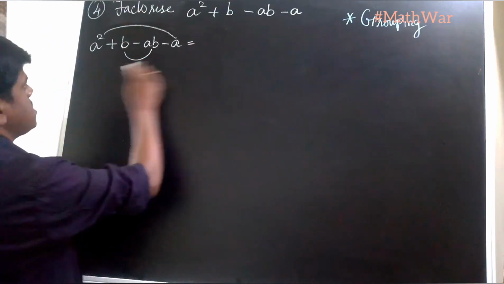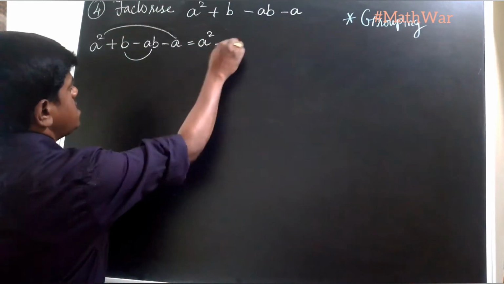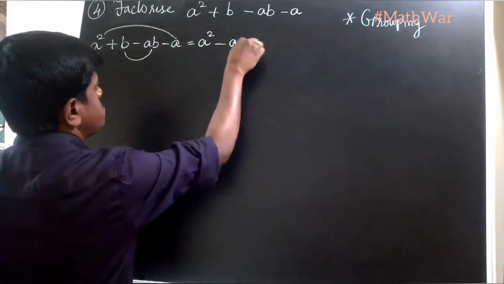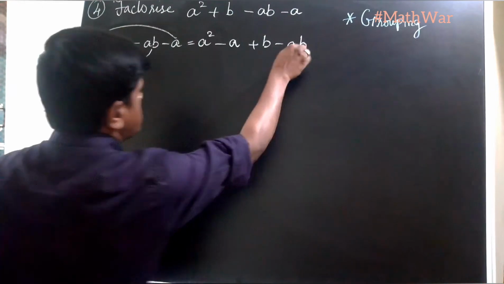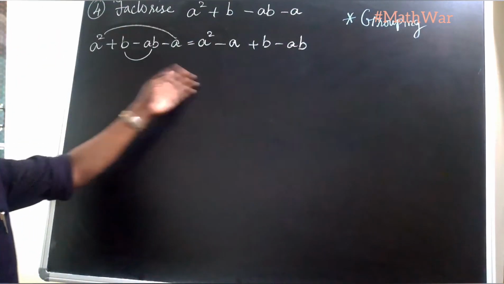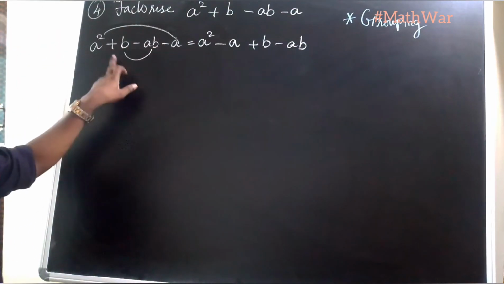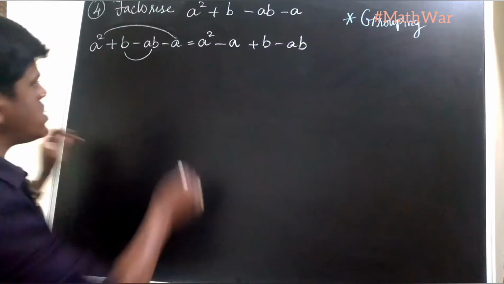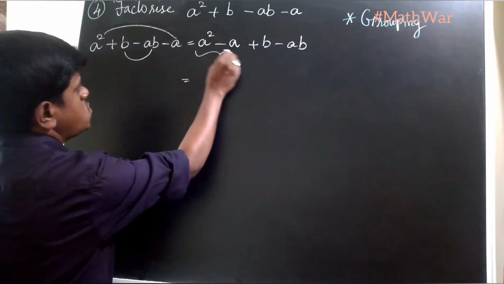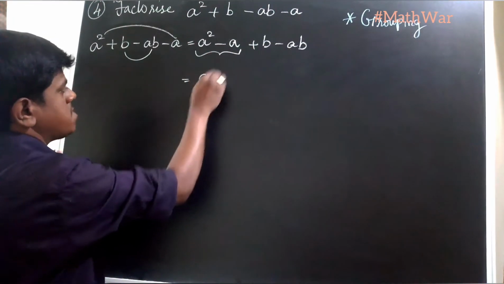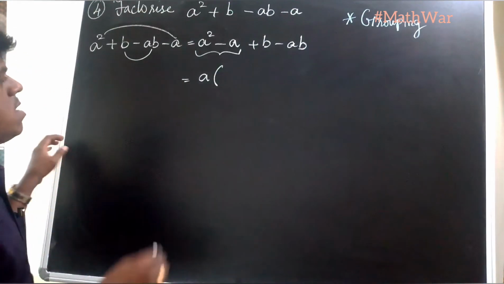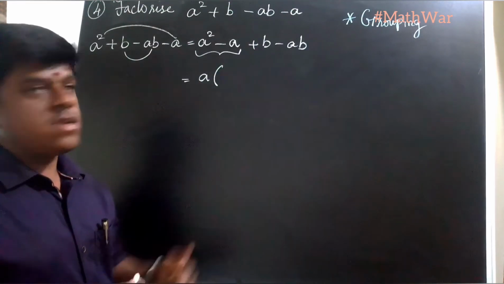So this can be written as a square minus a and plus b minus ab. The same question in the other way I wrote it: a square minus a plus b minus ab. In this way I wrote it. You can see here in the first two terms we have a is common. A we can take it out. No need to divide it by a. Directly I think you can do it now.